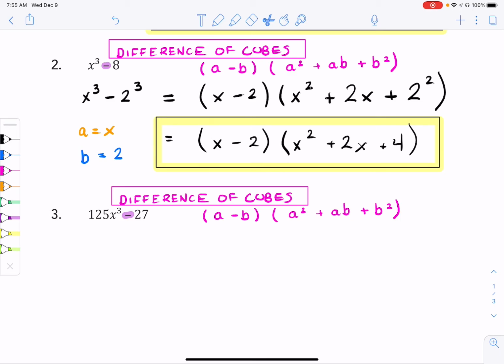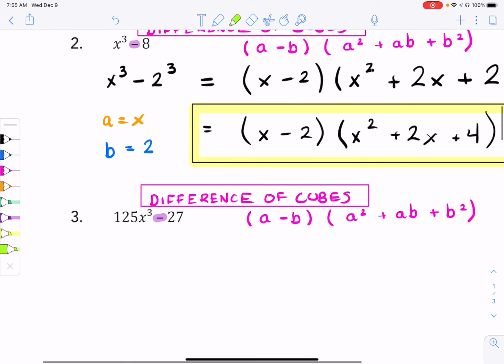The first thing that we need to do is convert all terms to a base and an exponent. This one is a little bit more challenging because now we have a number in front of x cubed. You have to change every term to a base and an exponent. So if we have 125, we can rewrite that as 5 cubed times x cubed minus 27, which is 3 cubed.